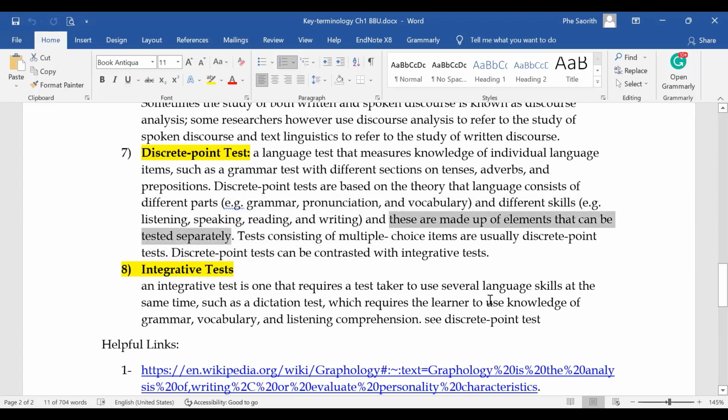So we test the student's skills separately, right? Do not combine them together, right? Okay. Tests that consist of multiple choice items are usually discrete point tests. Discrete point tests can be contrasted with integrative tests. Okay, right.